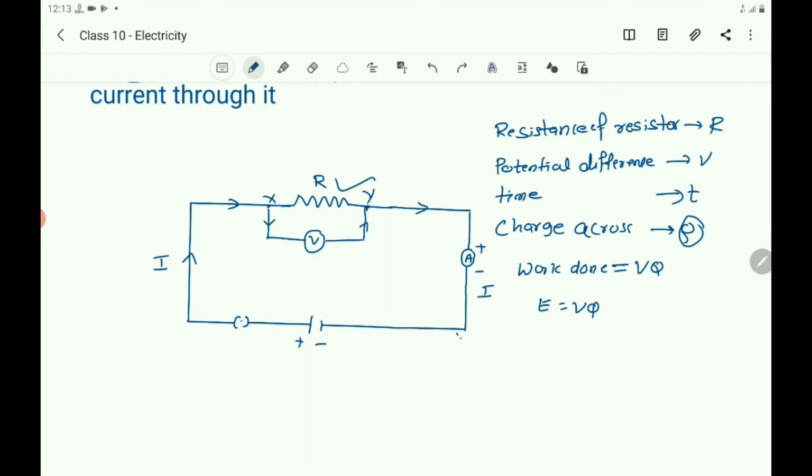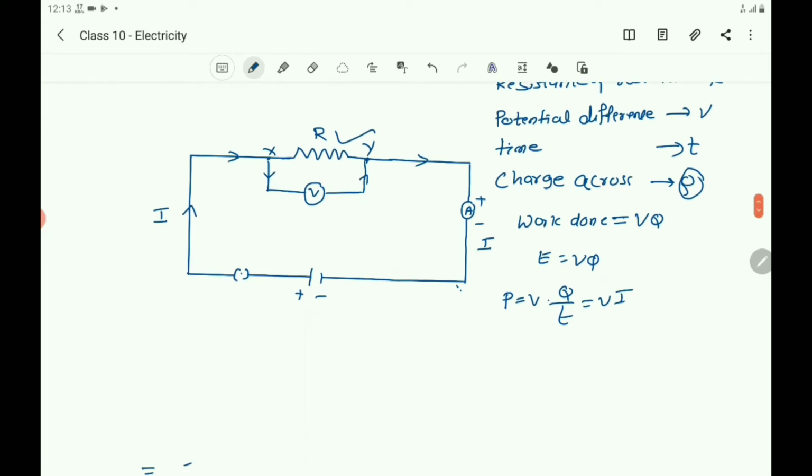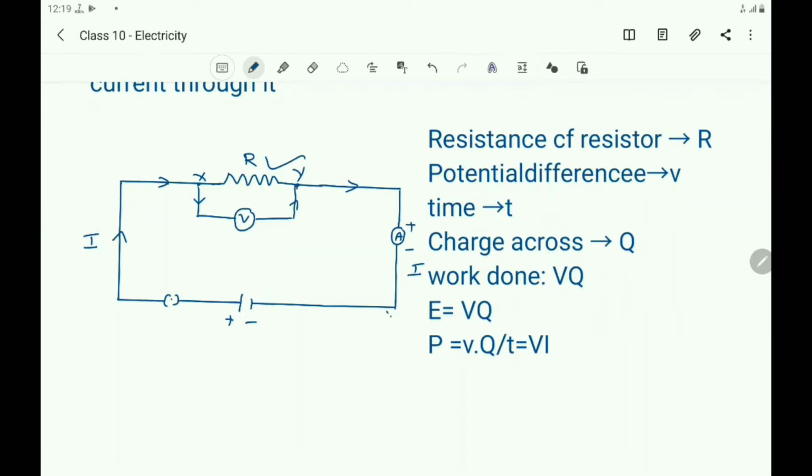The power input to the circuit by the source, P, is equal to V into Q by T, that equals VI. So you get that P is equal to VI.